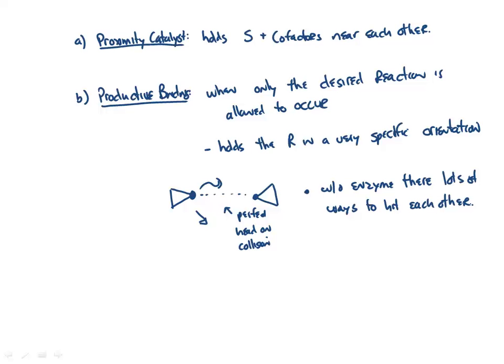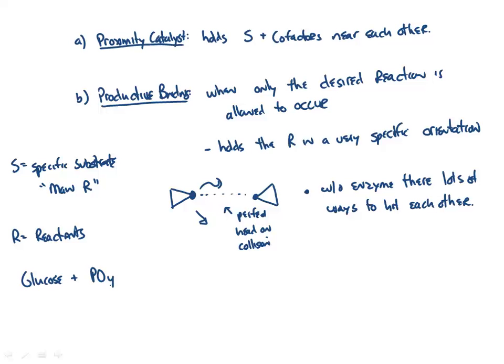And this is where me being a chemist and using the biology lingo, I tend to get a little sloppy. So S stands for a specific substrate. And that's what we would term our main reactant, maybe. And I guess R stands for reactants. And so, for instance, if we had glucose plus PO4, I'd call them both reactants as a chemist, but a biologist would probably call glucose the substrate, and things like PO4 cofactors or other things that are needed for that to occur.